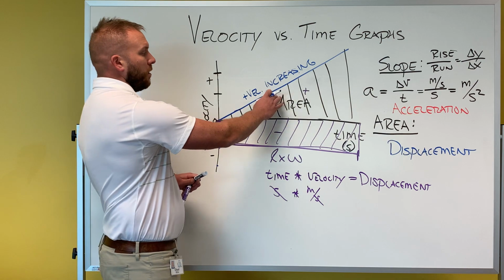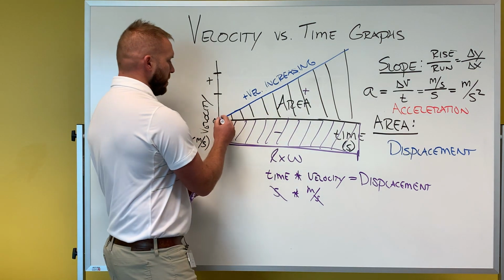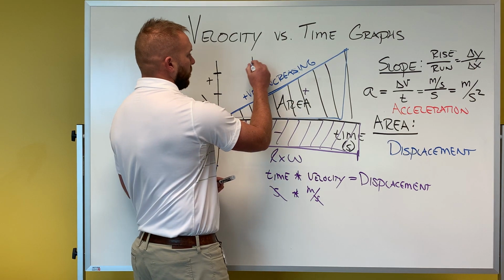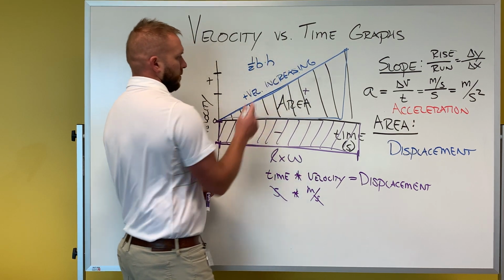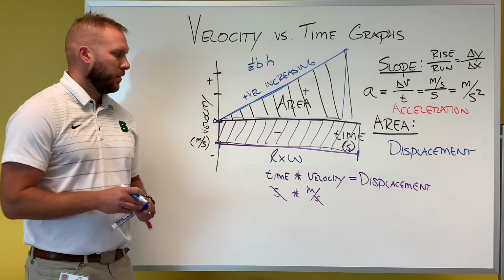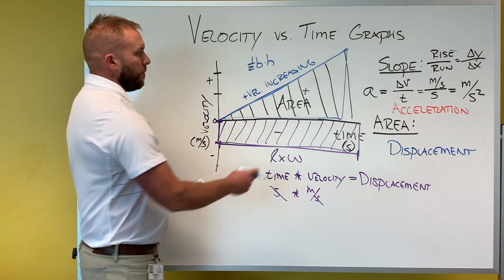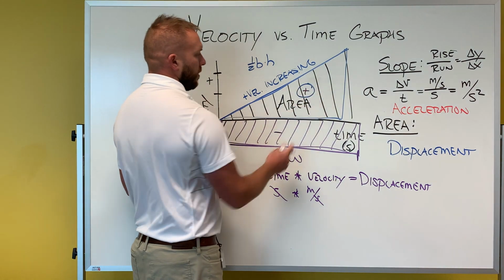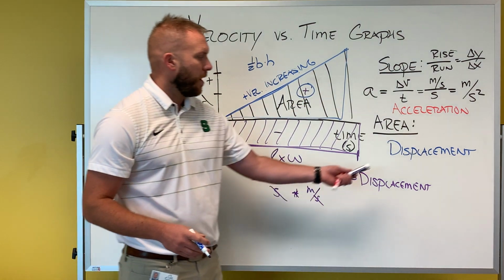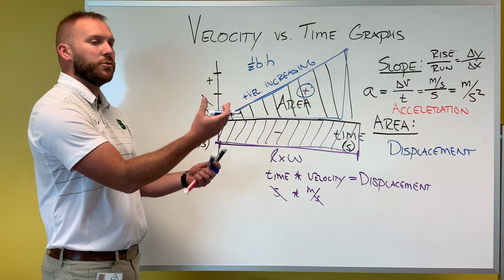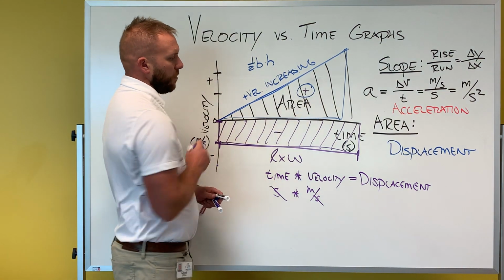If we look up here, how would I find this area? Well, I'd find the area of a triangle. I do 1/2 base times height. And that's how I would find the area of that one. This one, length times width. It's based on the geometry of the graph, right? This again was a positive area, meaning it has a positive displacement. Well, if it has a positive velocity, it must be going in the positive direction. It's going to have a positive displacement.